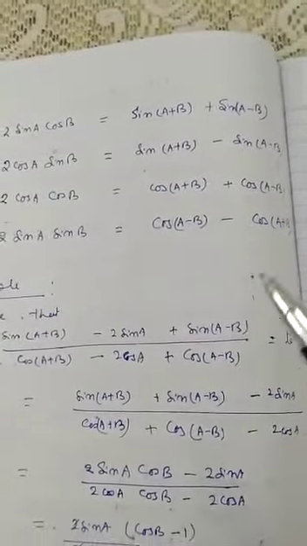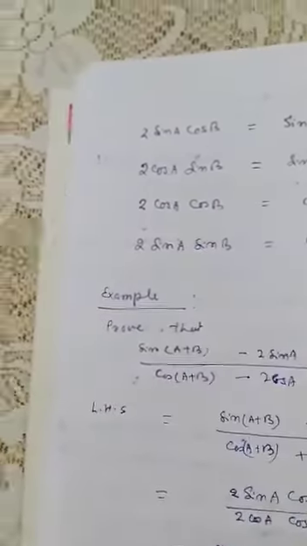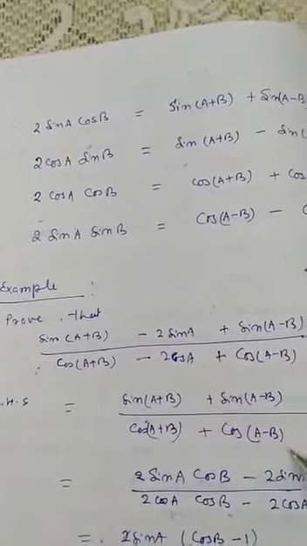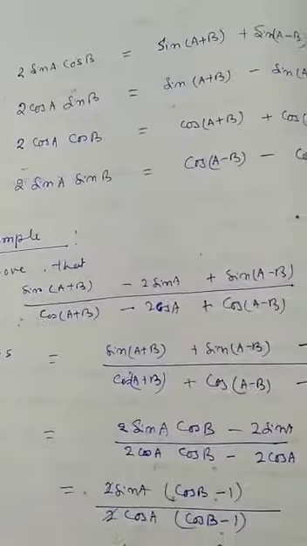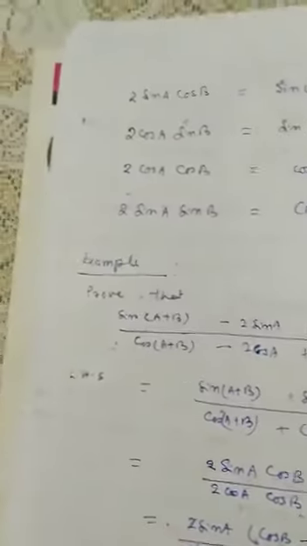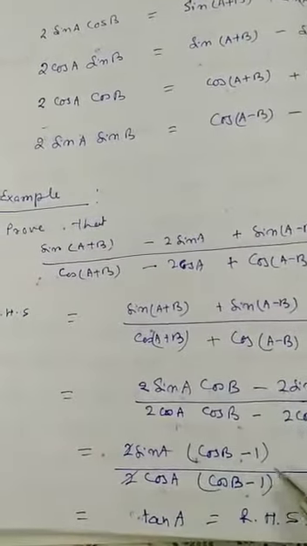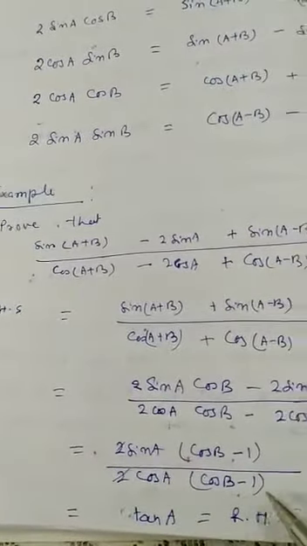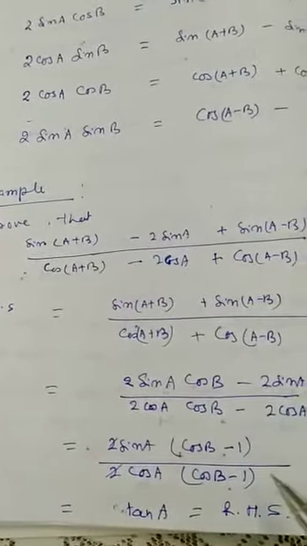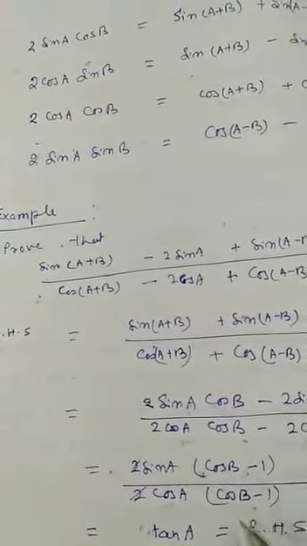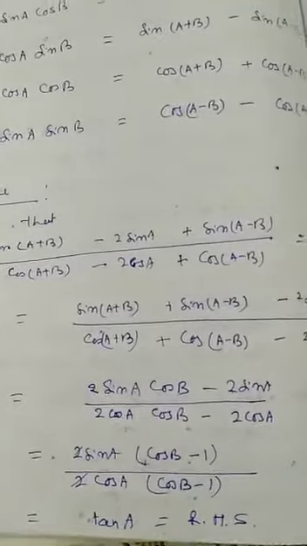Apply the formula of sin(a+b) + sin(a−b). You will get 2 sin a cos b, and apply the formula for cos(a+b) + cos(a−b). You will get 2 cos a cos b. Then take 2 sin a common. You will get 2 sin a (cos b − 1) upon 2 cos a (cos b − 1). 2 is cancelled by 2, and (cos b − 1) upon (cos b − 1) is also cancelled, and you will get sin a upon cos a, that is tan a, that is equal to the right hand side.